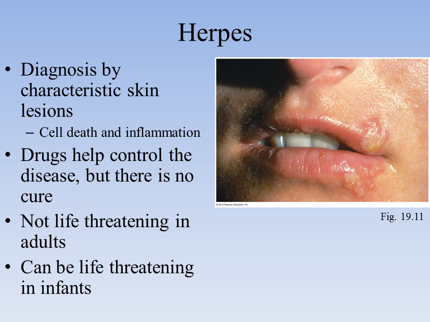It can be life-threatening in infants, however. So infants that get infected with the herpes virus, it can be a big problem. In fact, depending on how the infant is infected, the mortality rate can be up to about 30% if it's just a skin infection. But if it gets deeper in and actually the nervous system is involved, it can have an 80% death rate in infants.